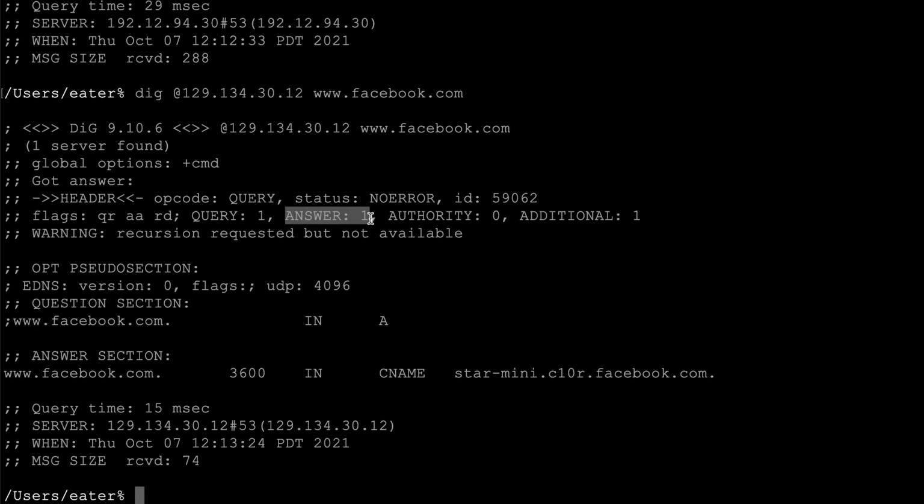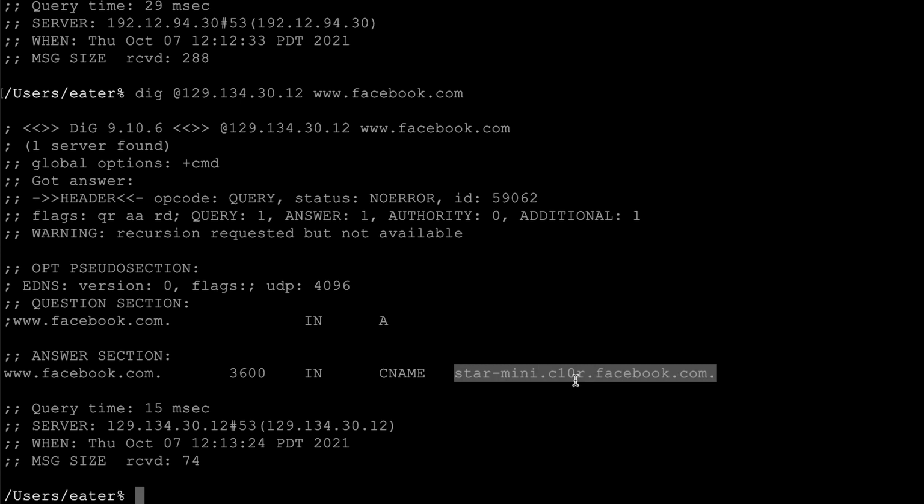It says we got one answer. So our question was, what is www.facebook.com? We're looking for an internet address. The answer is that www.facebook.com is actually an alias, and the canonical name for www.facebook.com is starmini.c10r.facebook.com. So we still don't actually have the IP address of www.facebook.com. We're going further down the rabbit hole.